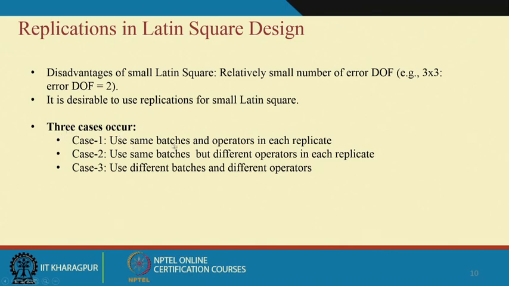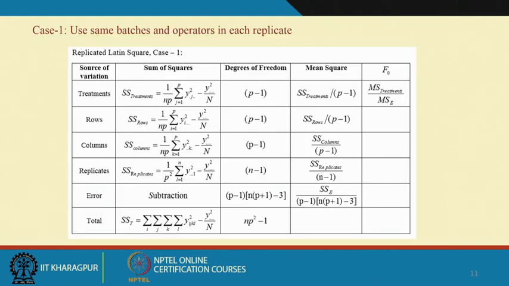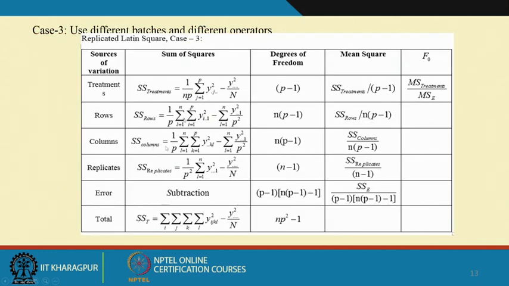So, there will be 3 cases. Case 1, use same batches and operators in each replicate, with reference to the example. So, you do replication, but keep the batch and operator same. Other case is use same batches, but different operators. So, one batch, different replicates with different operators, and then case 3, use different batches and different operators. What will happen? Accordingly, the formula will change.